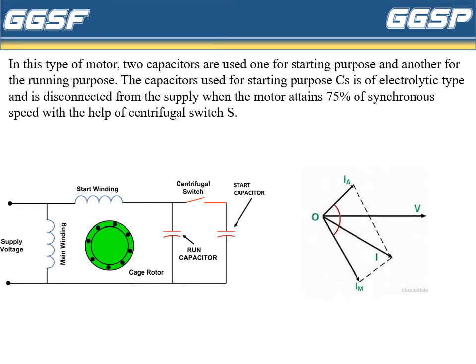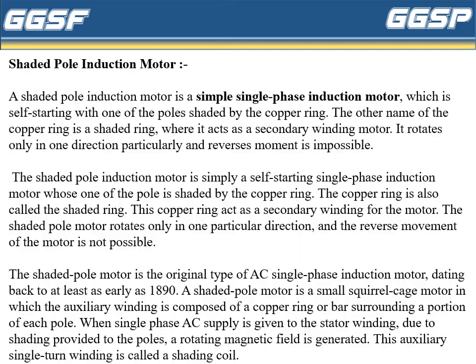In this type of motor, one capacitor is used for starting purpose and the other for running purpose. The capacitor used for starting purpose, CS, is the electrolytic type and is disconnected from the supply when the motor reaches 75% of its synchronous speed, with the help of the centrifugal switch S.